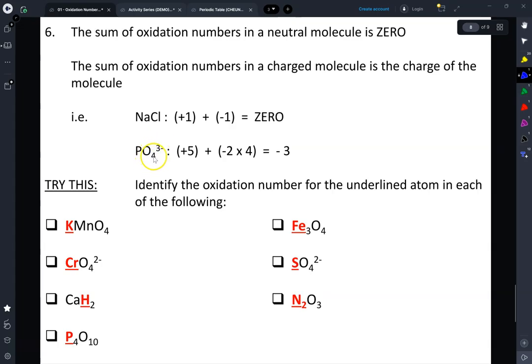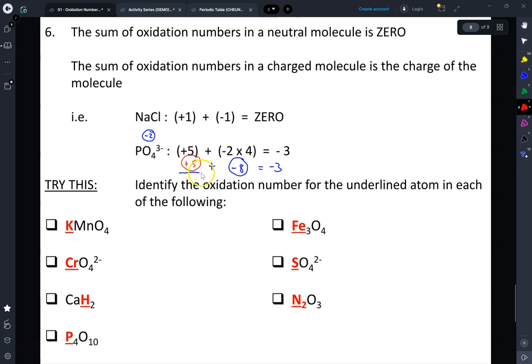Oxygen, as we mentioned earlier, is almost always a -2 unless it's a peroxide. So I'm just going to write down -2. But because there's 4 of these oxygens, -2 times 4 equals -8. Now, we have no rules concerning phosphorus specifically, so we don't know its oxidation number right from the start. Instead, we're going to use rule number 6 to help us solve for the oxidation number of phosphorus. Since the overall charge of this phosphate ion is 3-, I know that the sum of these oxidation numbers must add up to -3. So -8 plus a mystery number equals -3, and the only number that can make this statement true is if phosphorus is a +5 oxidation number.